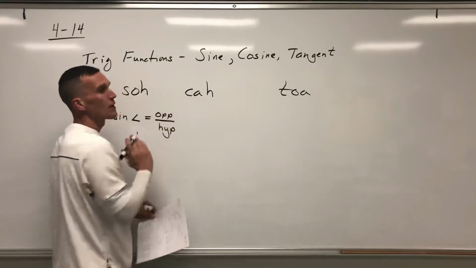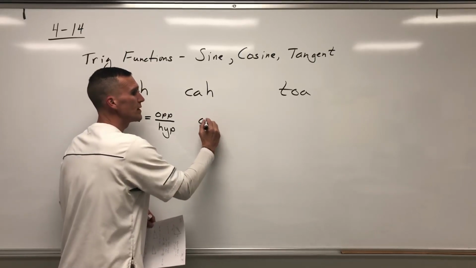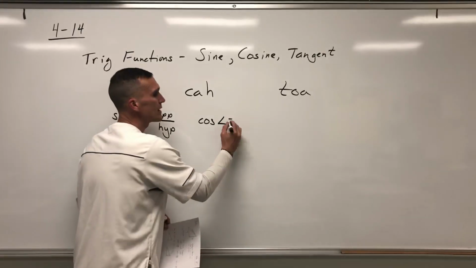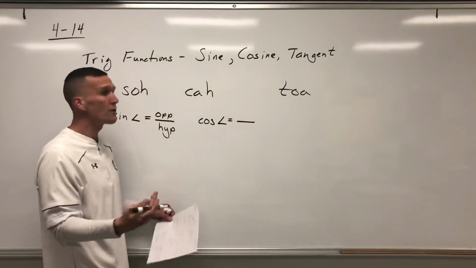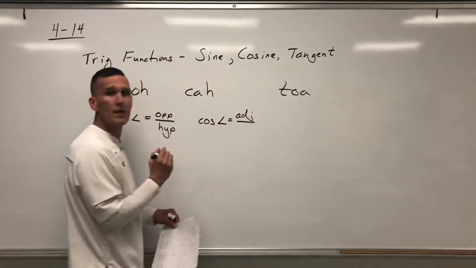Same thing here about the angles following a trig function. Cosine, we abbreviate it COS. An angle has to follow it, and it equals a ratio as well, or a fraction. A represents the adjacent side of the right triangle.